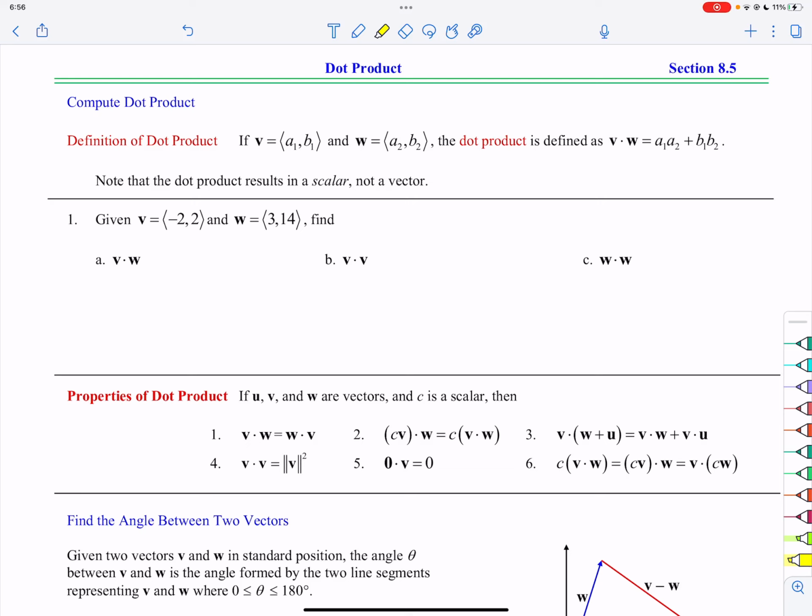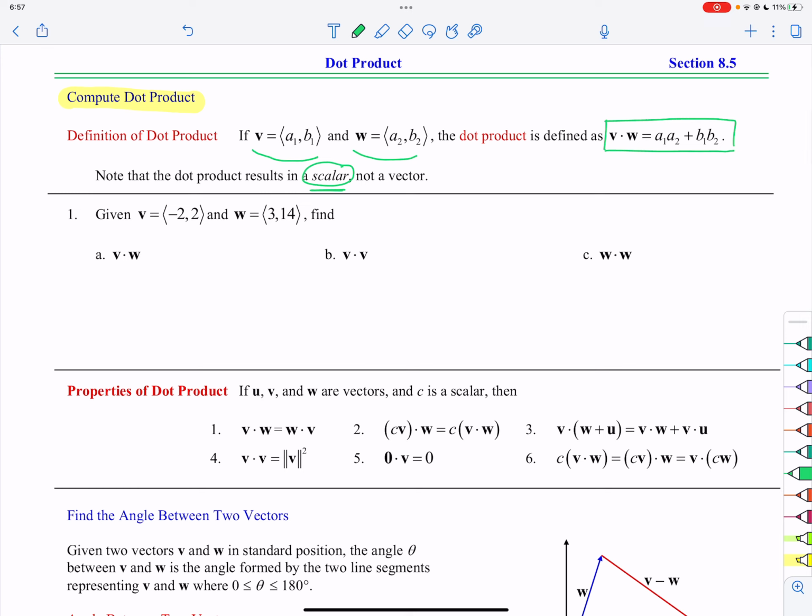This is section 8.5, dot product, and we'll begin by computing the dot product. The dot product of two vectors, we'll show an example here of vector V and vector W in component form, is defined as each part of the components multiplied together and added to the next components. This result is a scalar. This is not a vector.